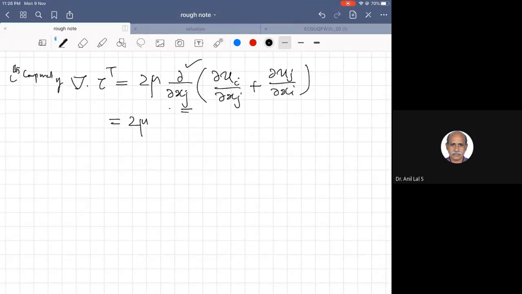So 2 mu, and dou by dou xj we can operate. This is going to be dou by dou xj of dou ui by dou xj. That is dou squared ui by dou xj squared, or dou xj dou xj. That is the second derivative of the ith component of u.